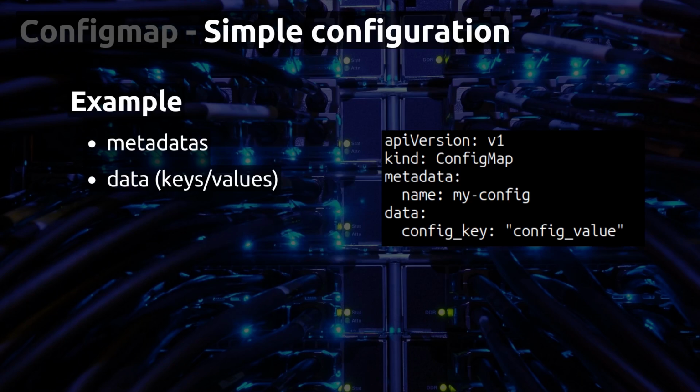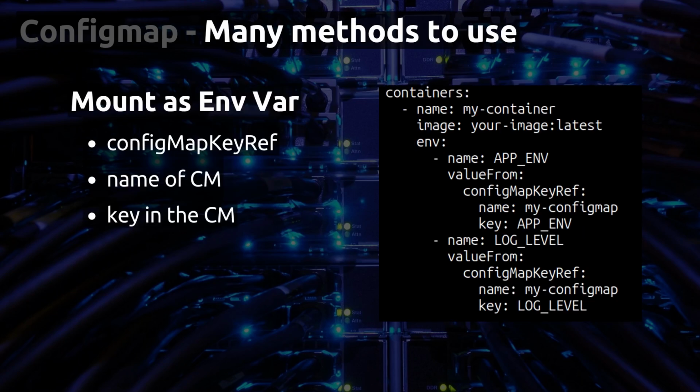Now, we already saw that. And to use it, we have multiple choices. You can use it directly as a volume. You can use it through the environment variable settings. For example, here you can see that we have a container, in the container block of the pod. So if you have multiple containers, you can mount or not mount the config map inside it.